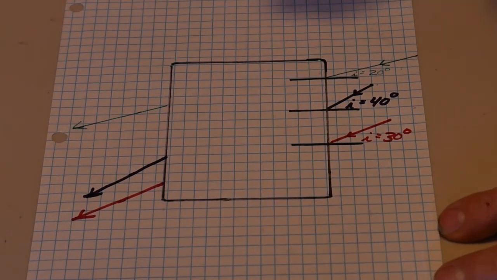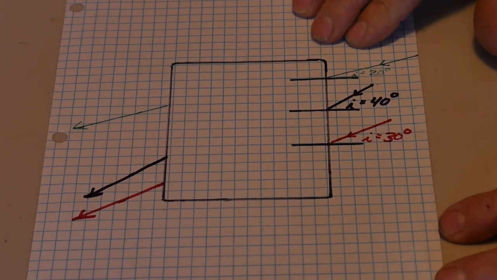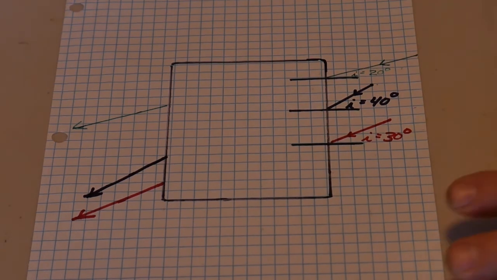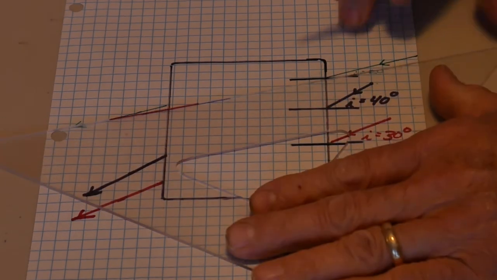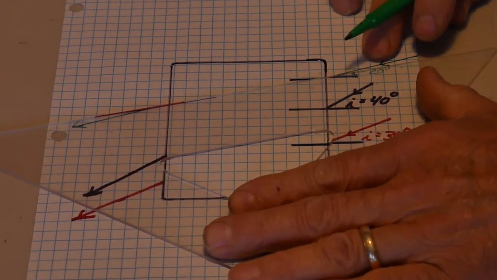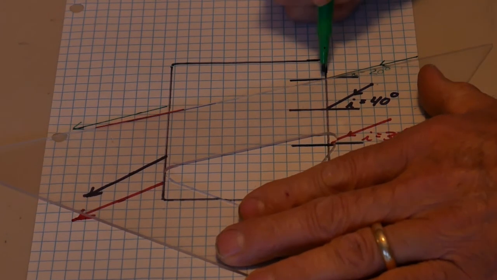So, as you can see, they didn't line up from where they entered to where they left, right? It slowed down when it entered the acrylic. The light slowed down when it entered the acrylic. And now I'll go ahead and draw how much it was bent when it slowed down. It actually entered.